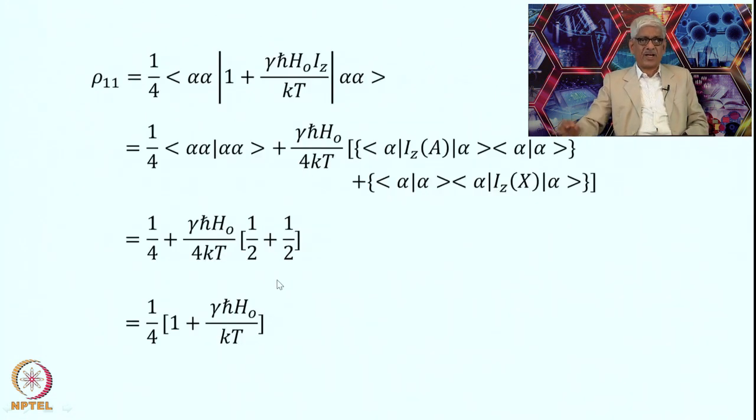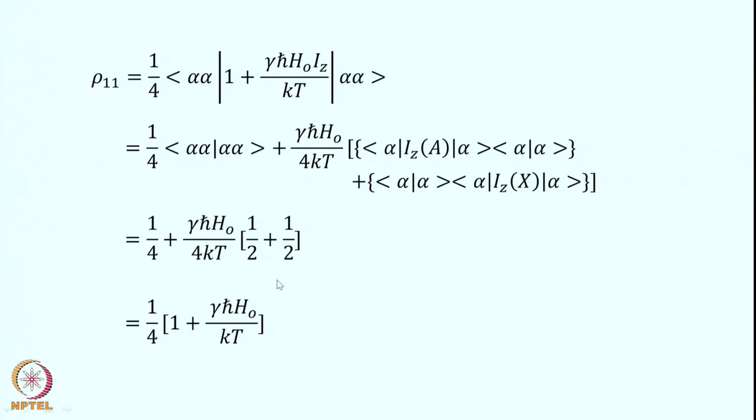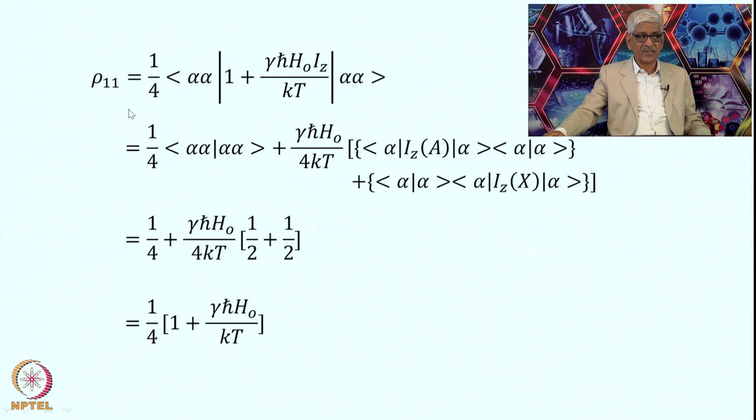Let us try and calculate these individual elements more explicitly. So let us do it for rho 11. I have dropped the A and X here, because we have already seen that explicitly. For simplicity I drop the A and X, but it is understood that they are there. This will be alpha A alpha X, alpha A alpha X, but for simplicity I have just dropped the A and X.